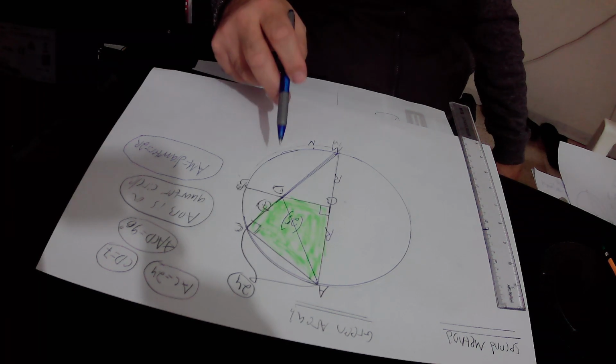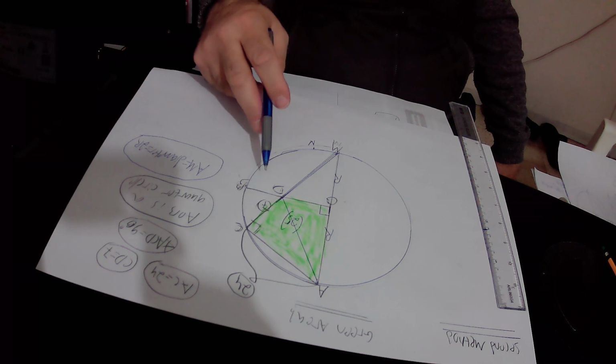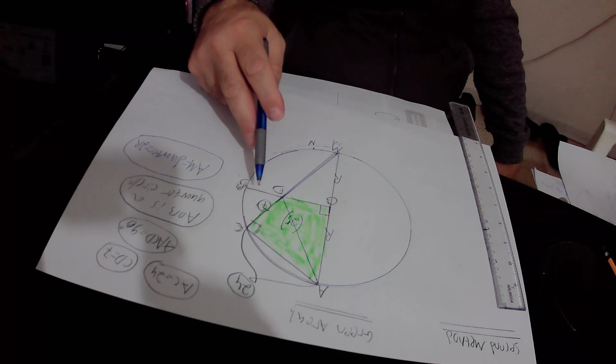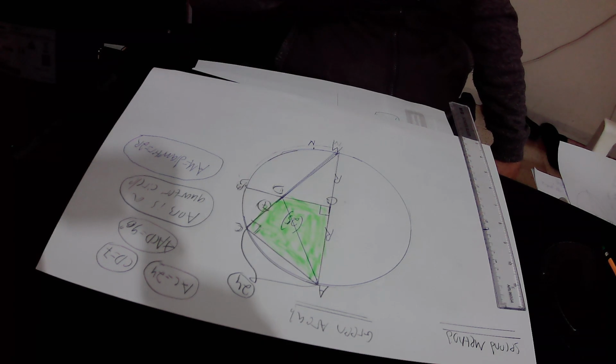Therefore, we conclude from it that CDM is one straight line because we extended the straight line CD by a straight line. The result is CM. Therefore, CDM is one straight line.